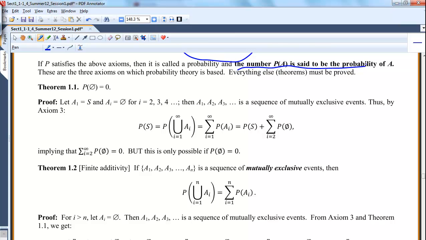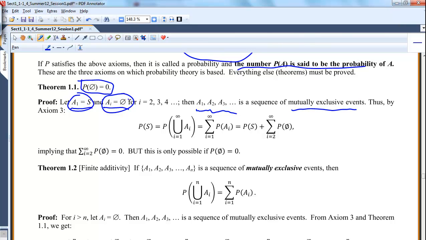So the first theorem we're going to prove is that the probability of the empty set is 0. I think most people think, of course that's true. But now that we have axioms, we can prove everything else that we need in probability from those axioms. This might seem a little bit silly, but I'm going to let event A sub 1 be the sample space S, and A sub i for every other event going to infinity be the empty set. So really I'm defining A sub 1 as S and every other event as the empty set. And then we know A sub 1 through A sub infinity are mutually exclusive events.